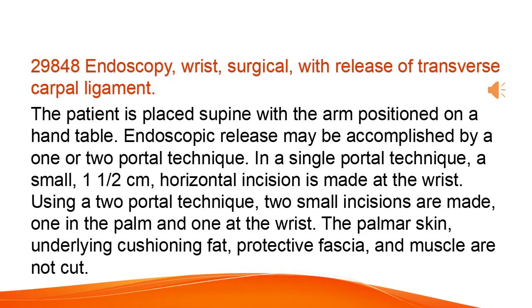Endoscopy, wrist, surgical, with release of transverse carpal ligament. The patient is placed supine with the arm positioned on a hand table. Endoscopic release may be accomplished by a 1 or 2 portal technique. In a single portal technique, a small, 1.5 cm, horizontal incision is made at the wrist. Using a 2 portal technique, 2 small incisions are made, one in the palm and one at the wrist. The palmar skin, underlying cushioning fat, protective fascia, and muscle are not cut.